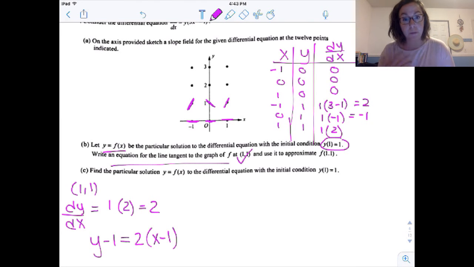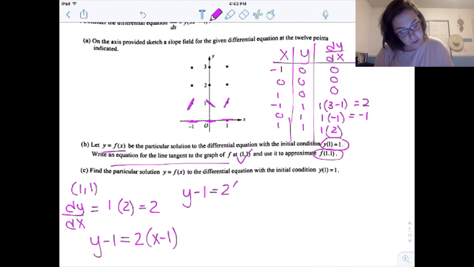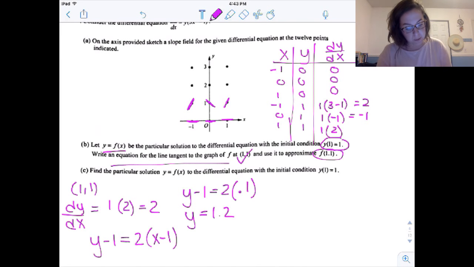Use that to approximate f of 1.1. So now I'm going to plug this into my tangent line. So y minus 1 equals 2 times (1.1 minus 1), which is just 0.1, or 1/10, right? So this is 1/5, 2 times 1/10. And so it would be y equals 1.2 or 6/5. Either way, this would be your answer to part B.